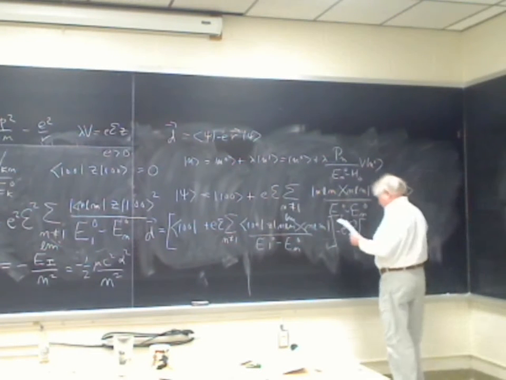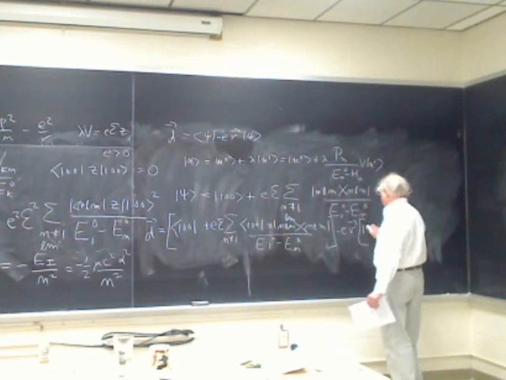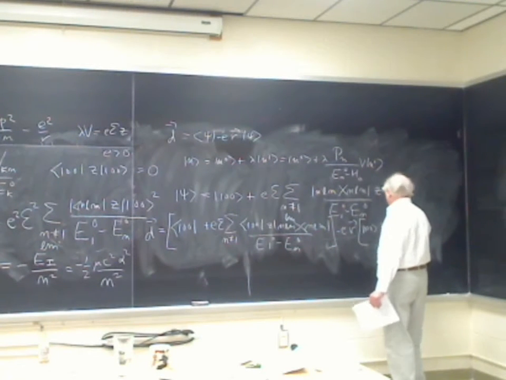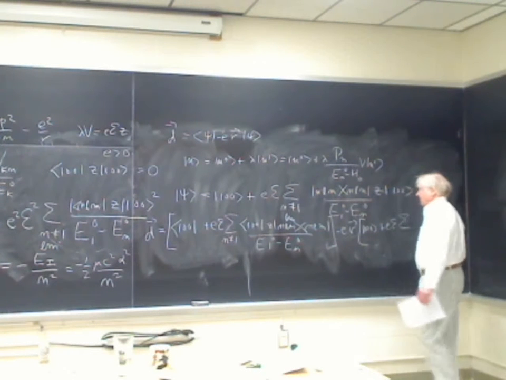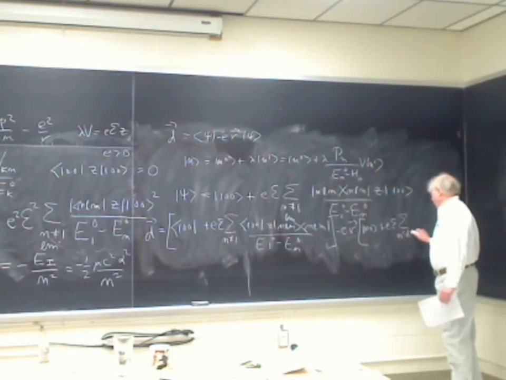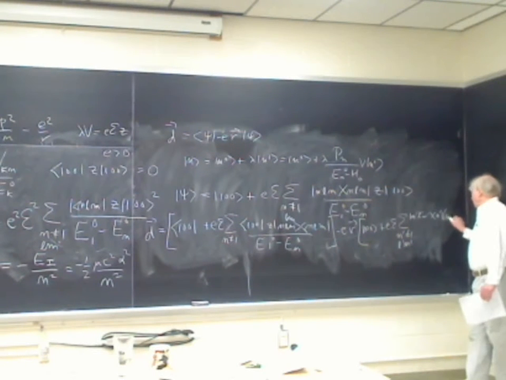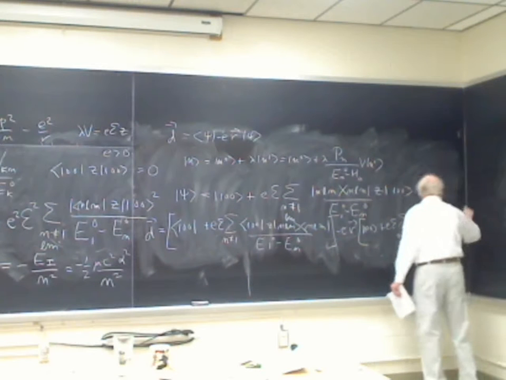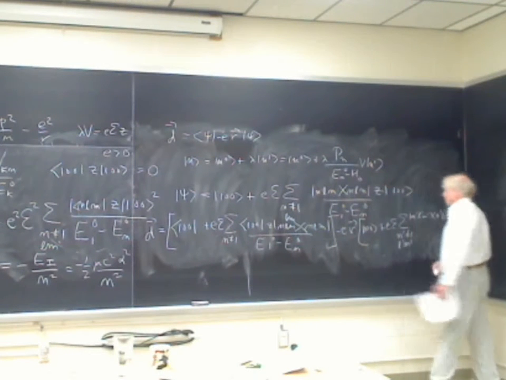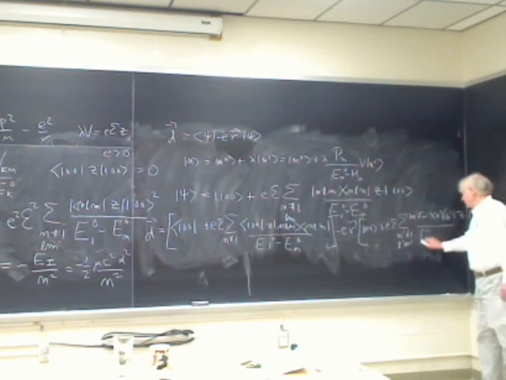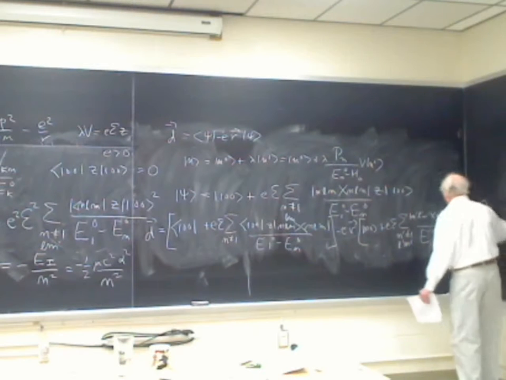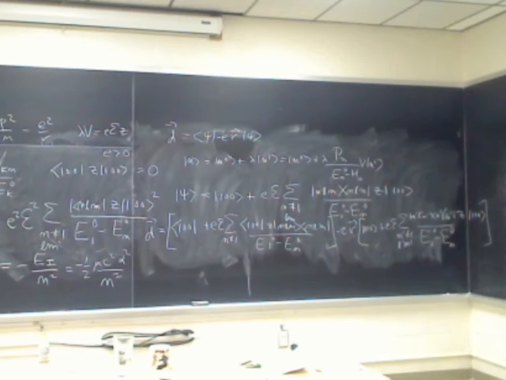And then over here we're going to have <100| plus E sum, maybe I should say n' not equal to 1, l', m', |n' l' m'> <n' l' m'| z |100> over E_1^0 minus E_n'^0. Okay, so that's the expression.